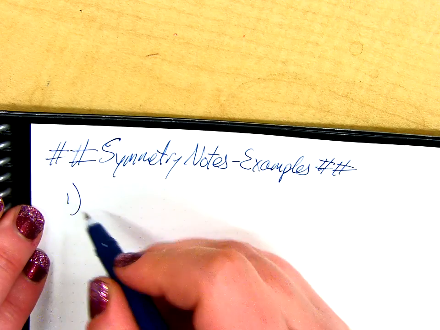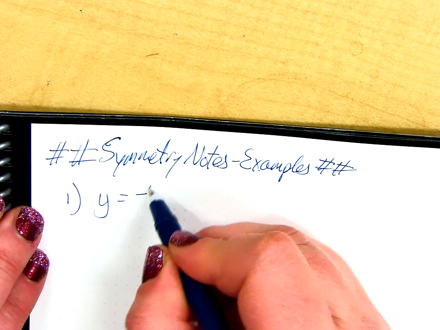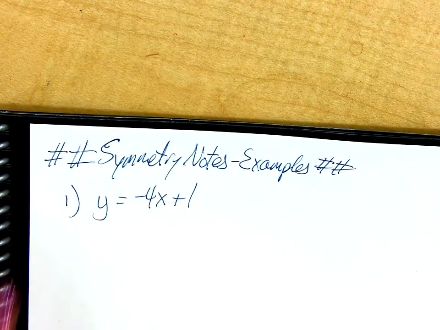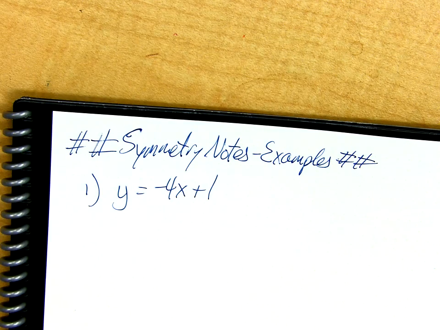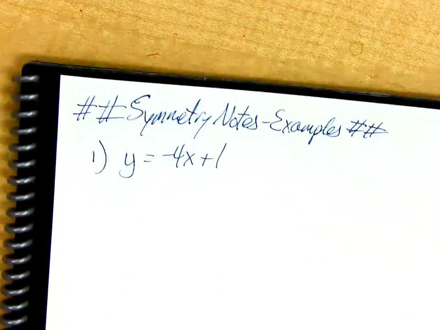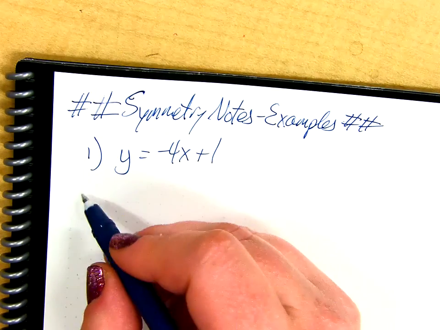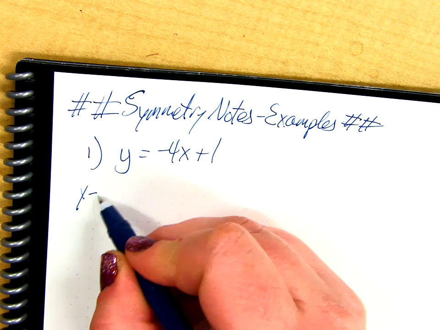All right, so if we look at the first one, it's y equals negative 4x plus 1. Now it doesn't matter if you test for x-axis first, y-axis first, origin, it doesn't matter. You do it however you want, just make sure you're keeping track of what you're doing when. So let's do y-axis first, just because it's first on our note sheet.